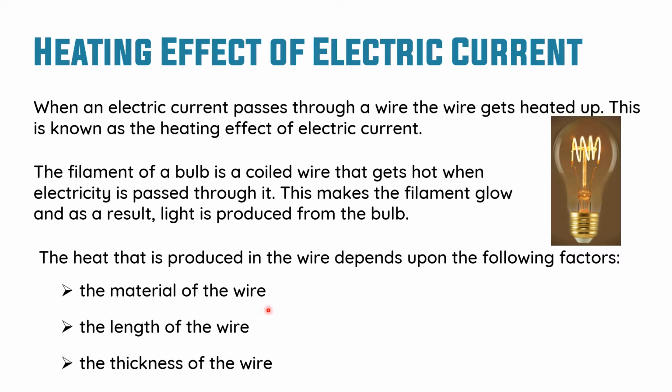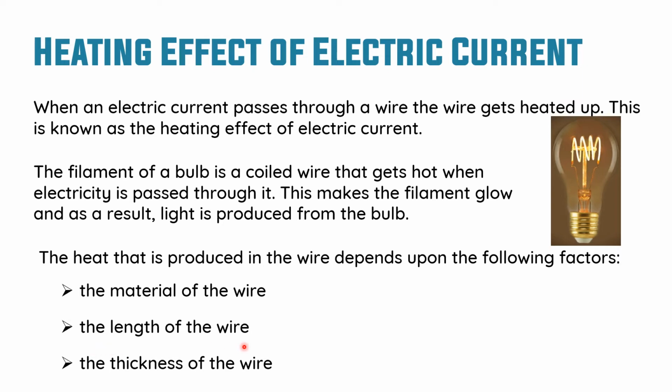of the wire. Do all materials produce the same amount of heat when electricity is passed through them? No, different materials produce different amounts of heat. For example, wood and metal. Which material produces more heat when electricity passes through it? Definitely metal, because the electricity does not pass through wood but through metals, and some metals produce more heat than other metals. So that is the first one, the material of the wire.